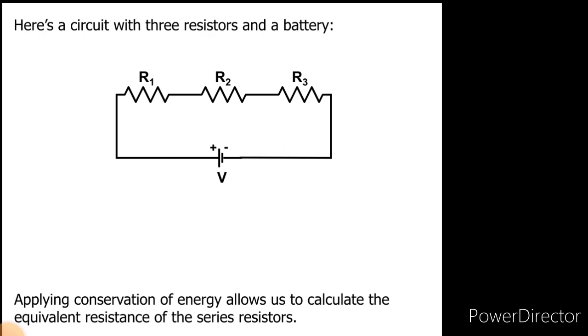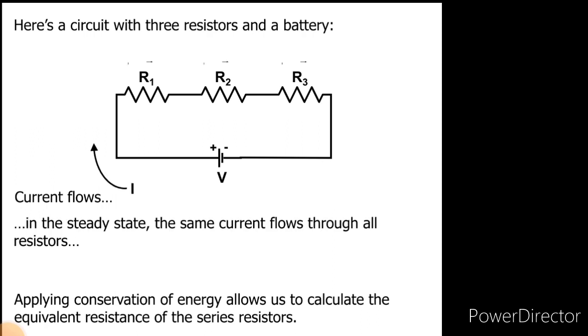Now, here's a circuit with 3 resistors and a battery. So, we have a battery here. We have resistor 1, resistor 2, and resistor 3. As you can see, these resistors are connected in series connection. So, current flows from here. Okay, and then papasok siya sa mga resistors natin.